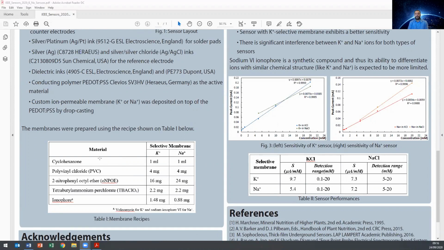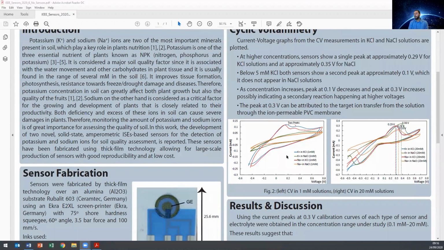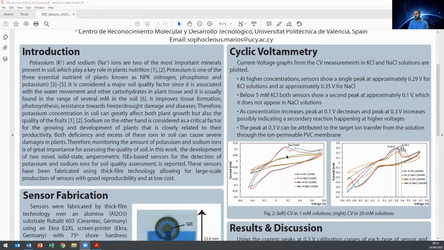The sensors were then tested using cyclic voltammetry in various concentrations of potassium and sodium chloride. As shown in Figure 2, it was found that at higher concentrations, the sensors show a single peak at approximately 0.29 volts for potassium chloride solutions and at approximately 0.35 volts for sodium chloride. Below 5 millimolar of potassium chloride solutions, both sensors show a second peak at approximately 0.1 volts, which does not appear in sodium chloride solutions.